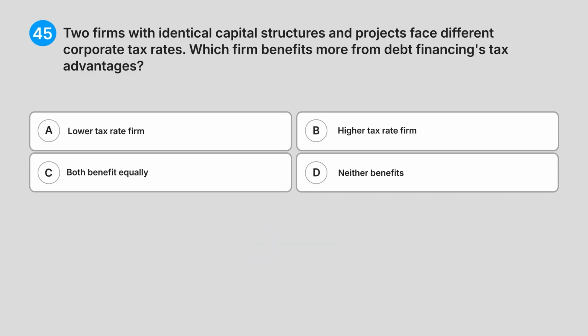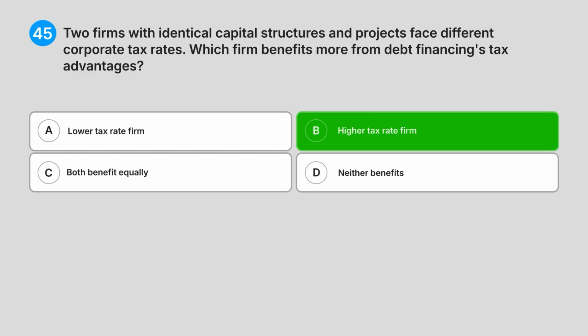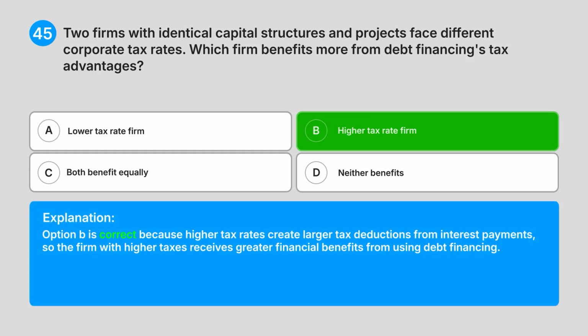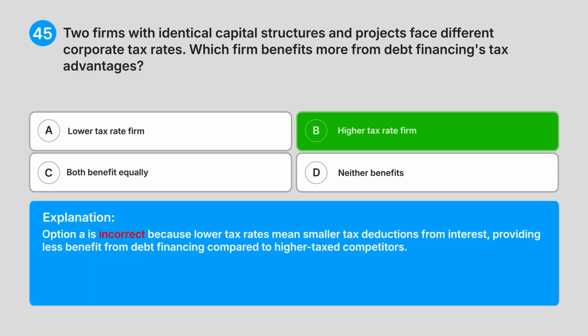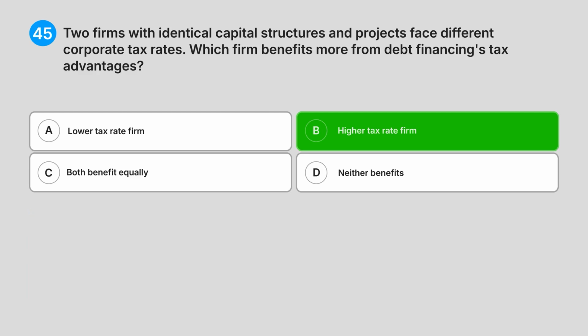Correct answer, B. Higher tax rate firm. Explanation. Option B is correct because higher tax rates create larger tax deductions from interest payments, so the firm with higher taxes receives greater financial benefits from using debt financing. Option A is incorrect because lower tax rates mean smaller tax deductions from interest, providing less benefit from debt financing compared to higher taxed competitors.